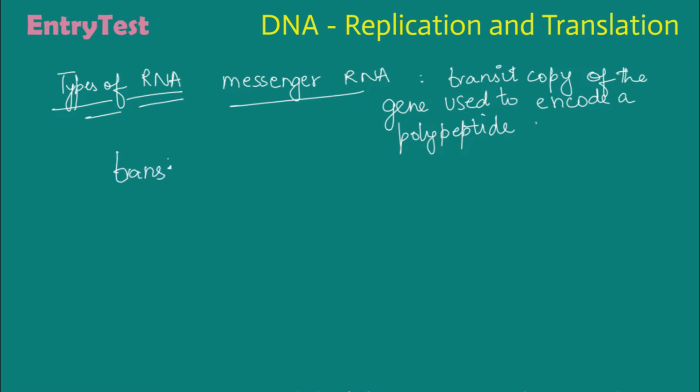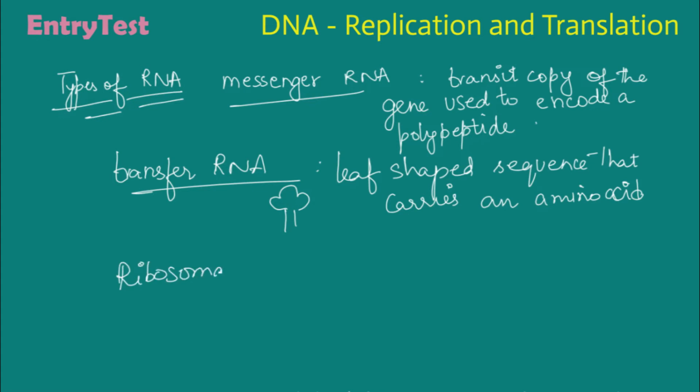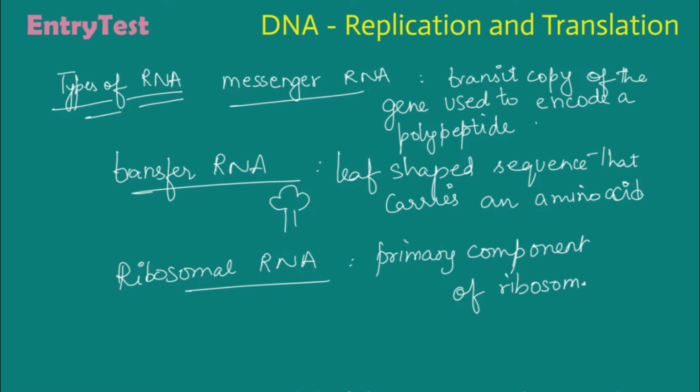Then we have transfer RNA. What is transfer RNA? It is a leaf-shaped sequence. That means it looks like this, a leaf-shaped sequence that carries an amino acid. So it has a number of sequences on it. And then finally, ribosomal RNA. This one is a primary component of ribosomes. So these three kinds of RNAs are going to be discussed and used in the process.